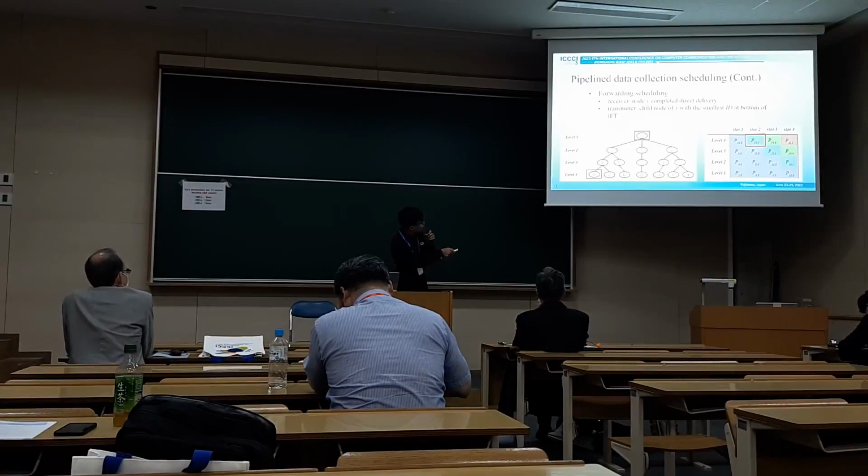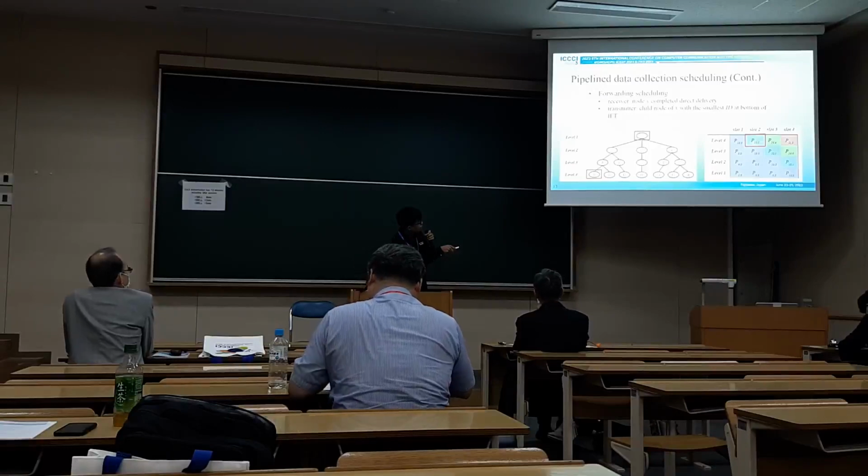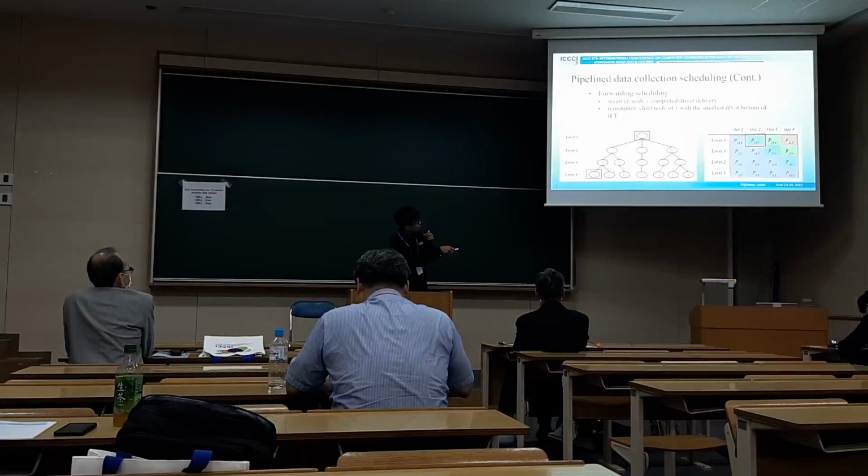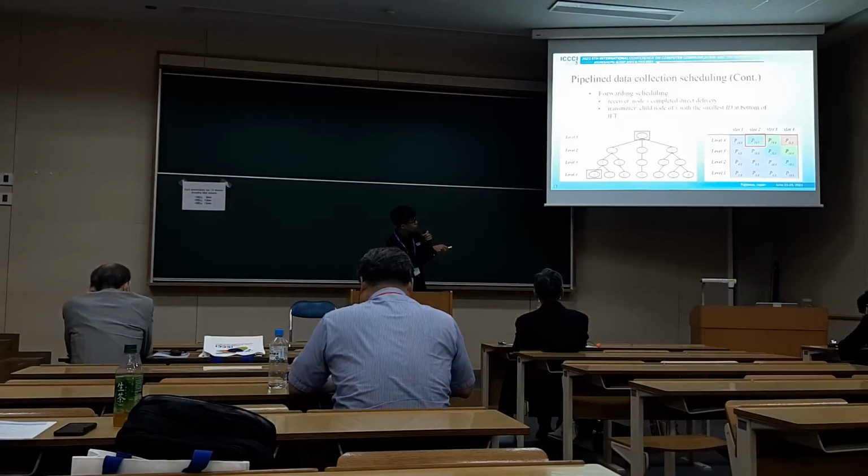For example, now node 10 sends to node 1, because node 1 has finished its direct delivery. So node 1 can find the outermost node, and it finds node 10. So this is node 10 sending to node 1.